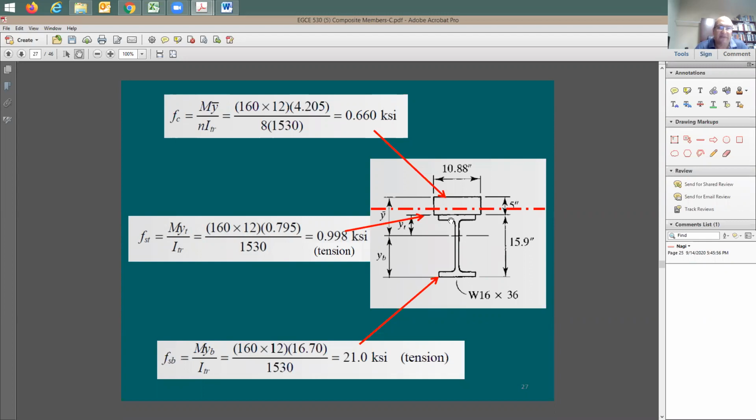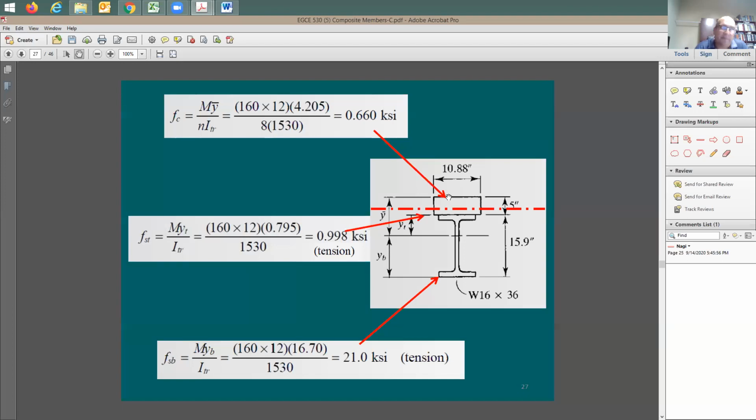Now, if you wanted to find out the stress at any concrete element, you need to divide this by N. Why? Because you need to bring it back into a concrete element. Otherwise, the stress is going to be overestimated, multiplied by N. So you do the same equation, but you divide by N. Same moment times 4.2, the distance from the neutral axis to top of concrete, divided by 1530, the moment of inertia, again divided by 8. Now you got here 0.66 psi.